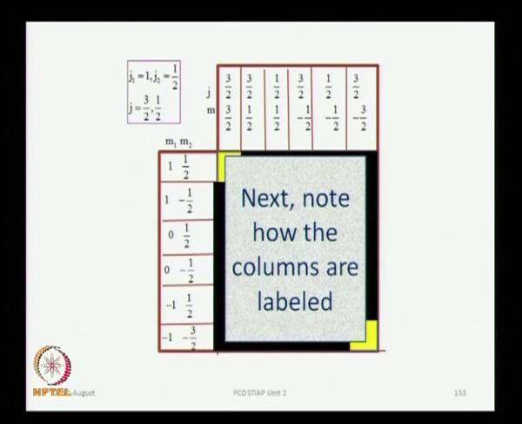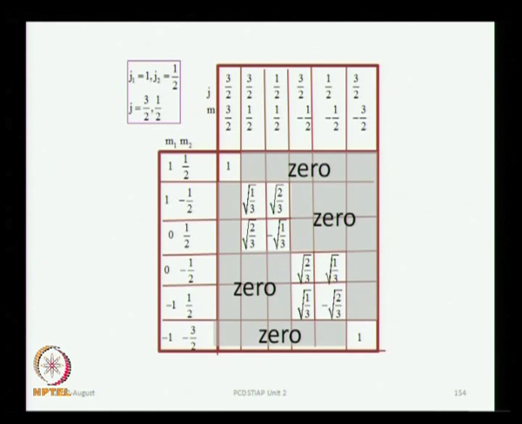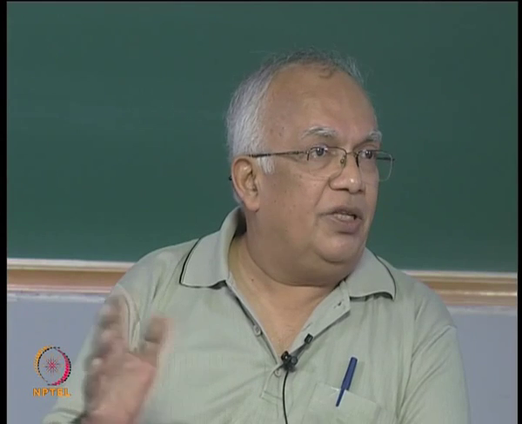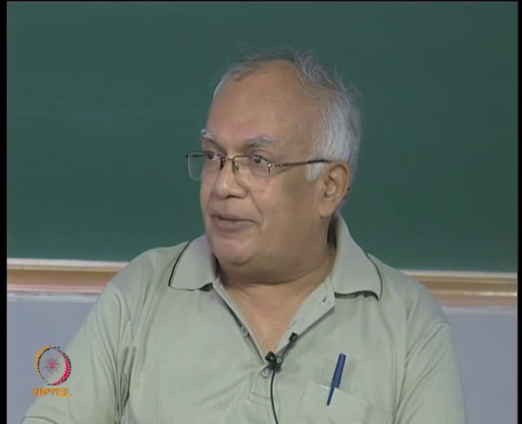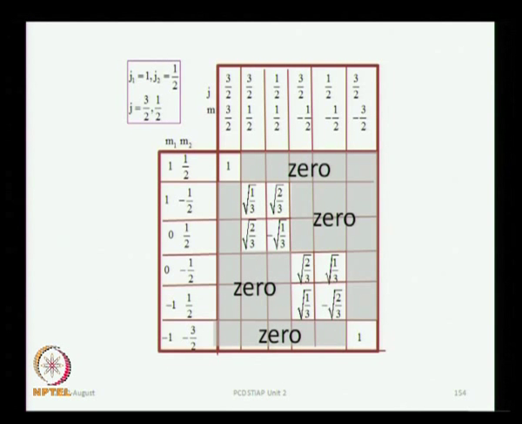Now, you want to label the columns. Notice that you take the highest value over here, the corresponding highest value over here, and the lowest value of M, which is minus 3 by 2 corresponding to j equal to 3/2. This is what will give you 1 and 1 in the element positions 1 1 and n n, which is the 6th row and 6th column, and then you use the recursion relations to get the other values. So, you can go from one to the other using the recursion relations. This is what it will turn out to be.